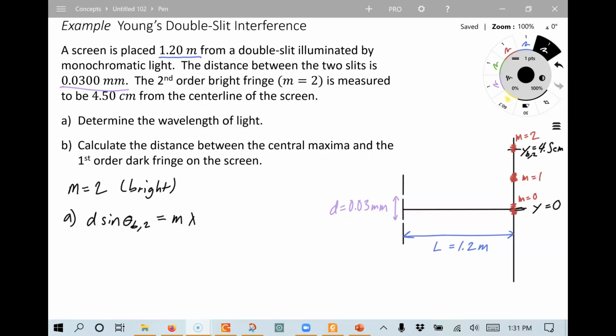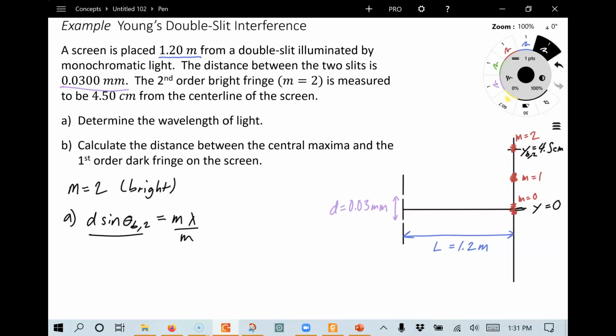So we divide by m on both sides, cancel our m, and we have an expression for lambda. The wavelength lambda is going to be equal to d sine theta bright 2, all divided by m. And we know what d is. We know what m is. We don't know what theta bright 2 is.